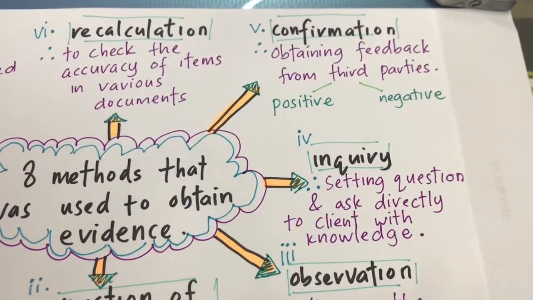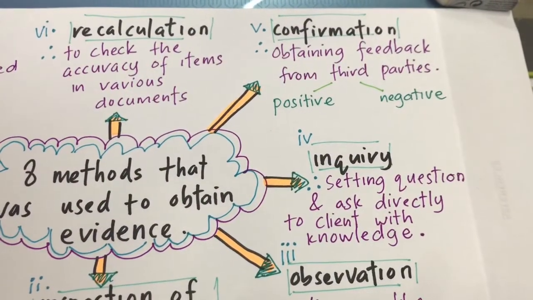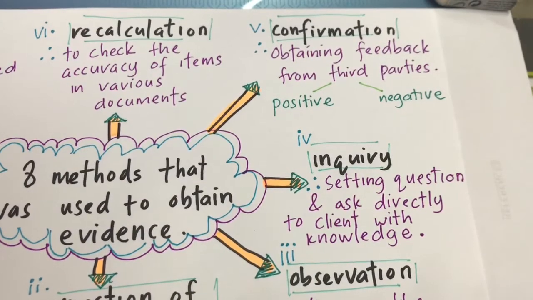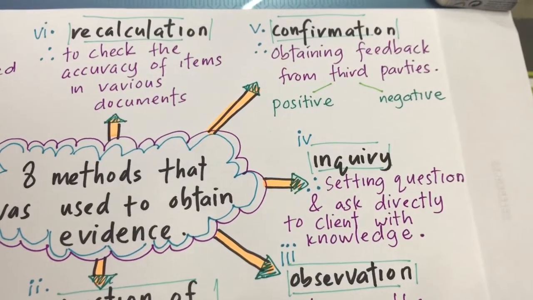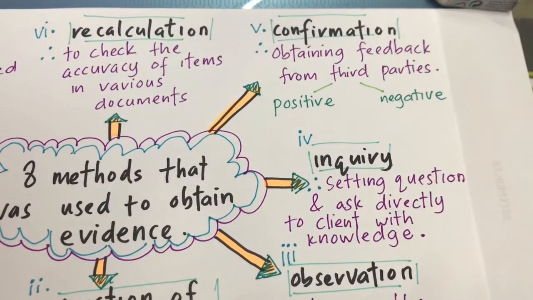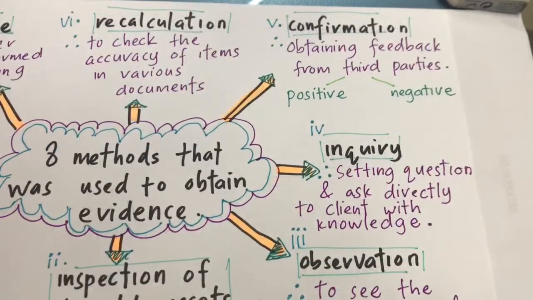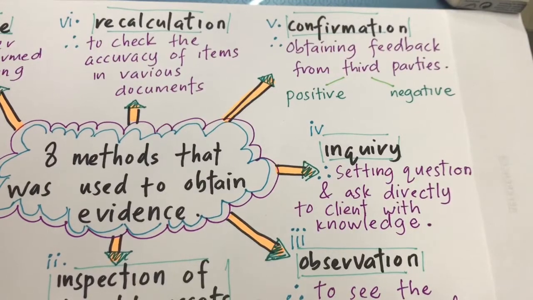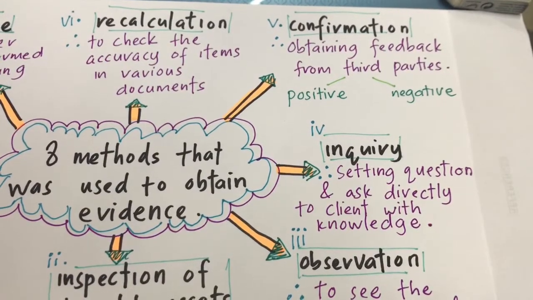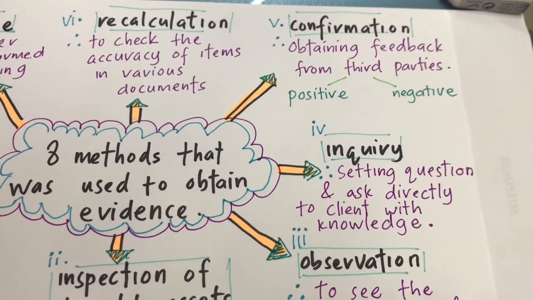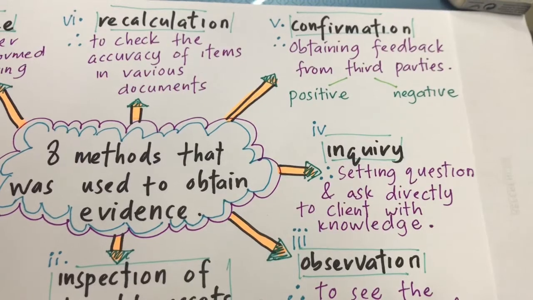Method number 4. Inquiry. Setting questions and asking directly to the client or third parties with knowledge about a particular matter. It can be obtained in writing or orally. Method number 5. Confirmation. Obtaining feedback from third parties. There are 2 types of audit confirmation, which are positive request and negative request.